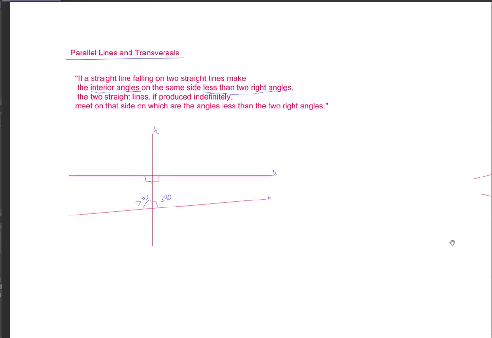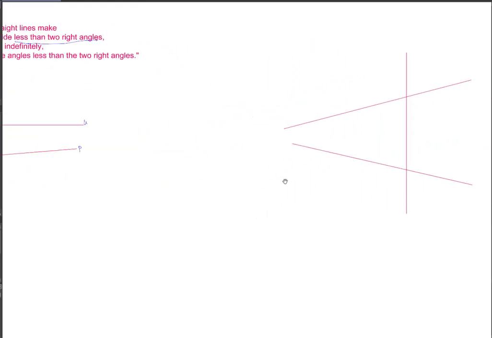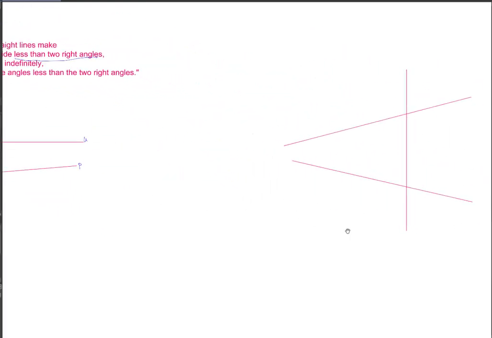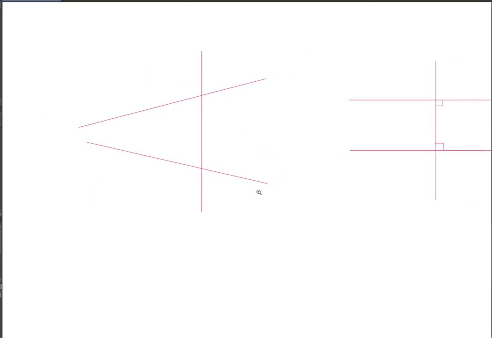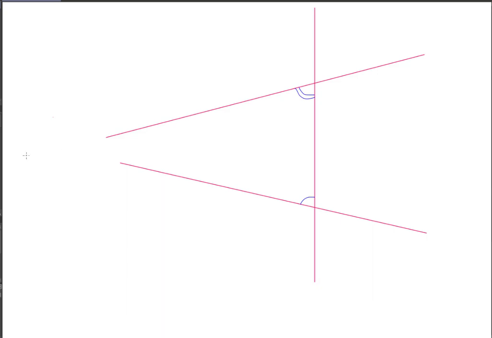Now you're probably wondering, what does that have to do with parallel lines? Actually, he didn't necessarily mean it to talk directly about parallel lines. He's just talking about the nature of lines and the way they stretch out. In this case, you can see that this one's clearly less than 90 and this one here is clearly less than 90, so as you can see, they're going to converge on this side.